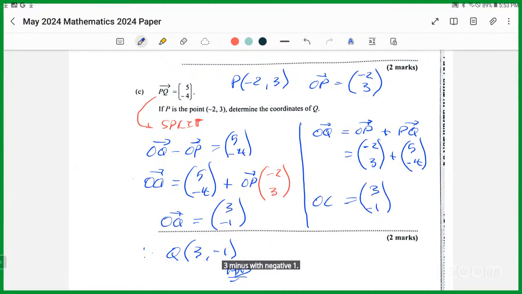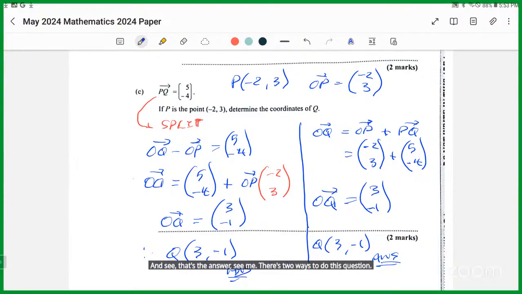That's the vector OQ. And because that is the position vector of Q, OQ means that the coordinates of Q have the same values, 3, negative 1. And see, that's the answer, the same way done another way. So that's 2 ways to do this question. Nice and easy. But practice these things, guys. Very easy. Alright, whichever way you prefer.